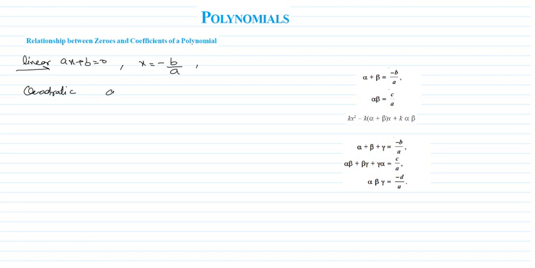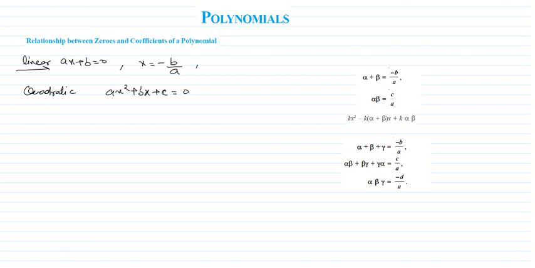But in case of a quadratic equation, as we know, the standard equation for a quadratic polynomial is ax square plus bx plus c is equal to 0, and here a, b, c are constants and x is a variable. As we know that x square means the highest power of x is 2, so it will have two roots.